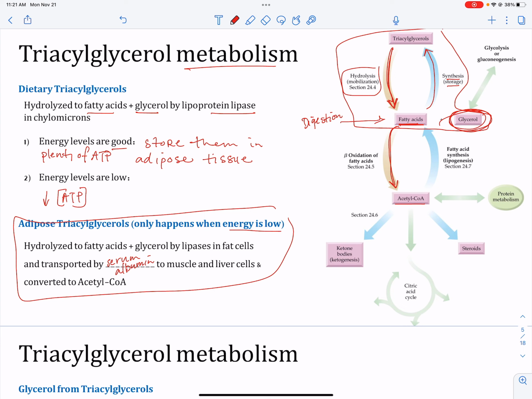I'm going to end this talk right here, and we will pick up with the story on glycerol, what happens to all this leftover glycerol, once we meet again in class.